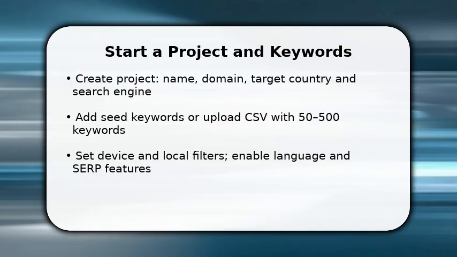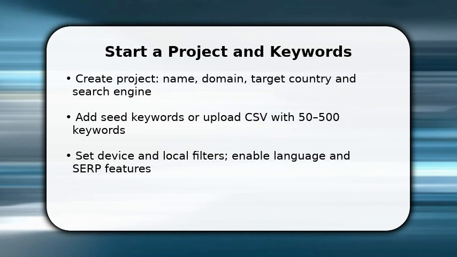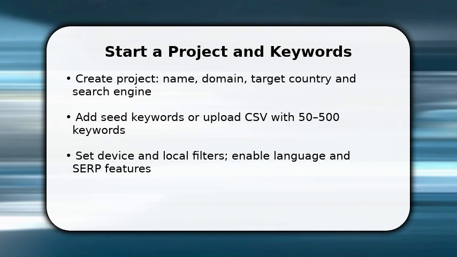You begin by creating a project for the exact domain and search engine you track. Add a clear project name, country and device, desktop or mobile, so data aligns correctly. Next, input seed keywords manually or upload a CSV. Start with 5,500 realistic terms that reflect pages and intent.